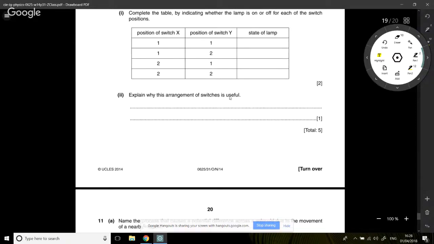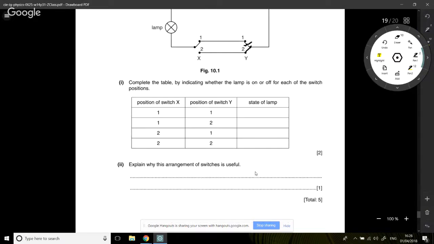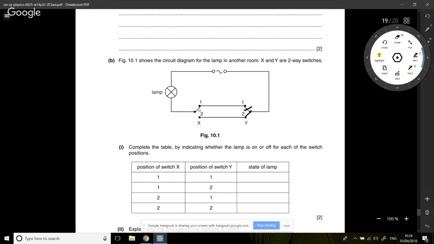Explain why this arrangement of the switches is useful. It's very useful because no matter what position the other side is in, if I just alternate this, I can change the state of this and vice versa. So you can have one switch downstairs and one upstairs, and you can just click between the two until you get the state you want. So you only need to operate one of these to change the state of this one.